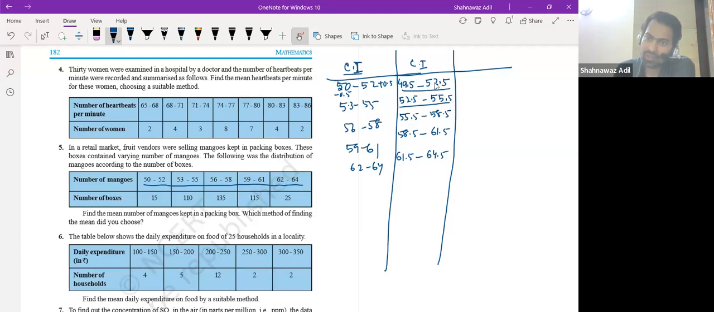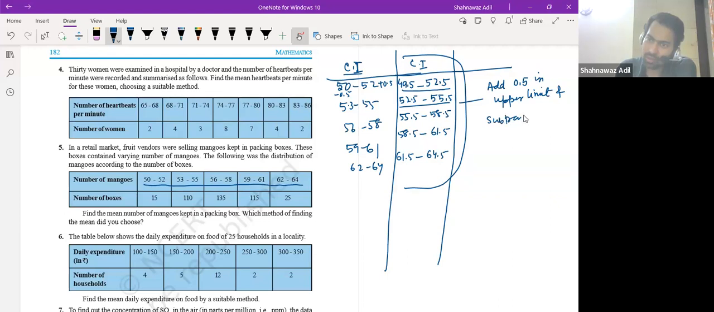And in the earlier interval, 52.5 is not counted, right? So that is why we add 0.5 in the upper limit. Let me write the idea: add 0.5 in upper limit and subtract 0.5 in lower limit. And then the rest you can calculate, right? So now this is a continuous one.